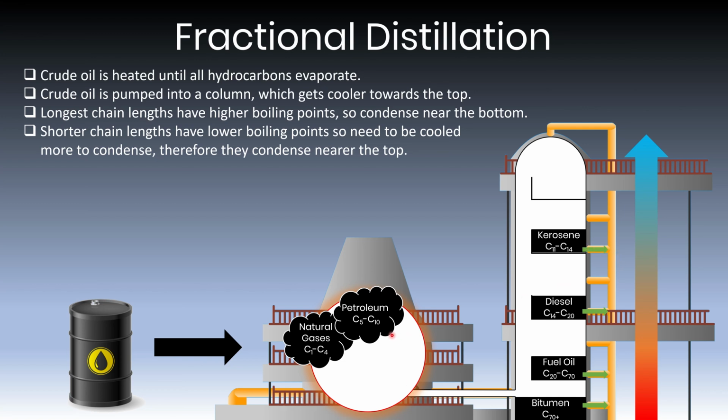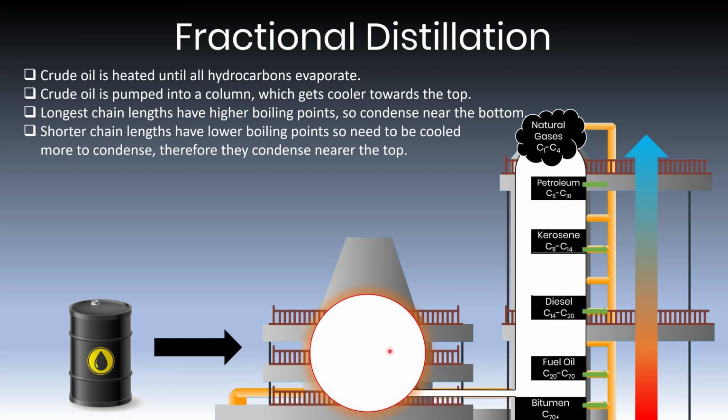Petroleum next, for cars, rises even further up the column because its shorter chain length gives it an even lower boiling point, meaning it needs to be cooled down much more in order for it to condense to a liquid and then is drawn off. Natural gases' chain lengths are so short that their boiling point is really, really low, and actually even the low temperatures at the top of the column are not cool enough to condense the natural gases, so therefore the natural gases go in as a gas but just exit the top as a gas.